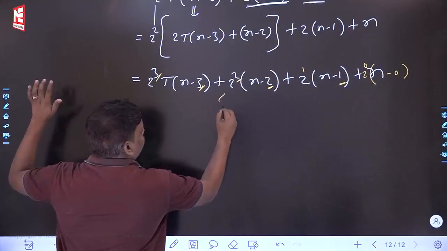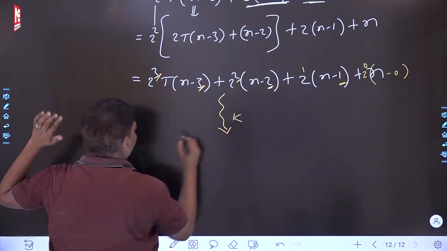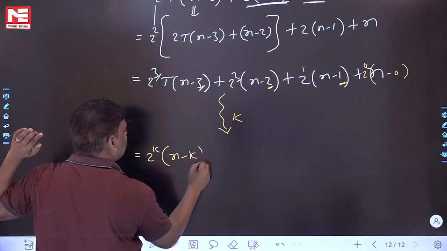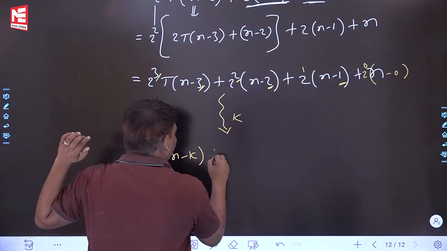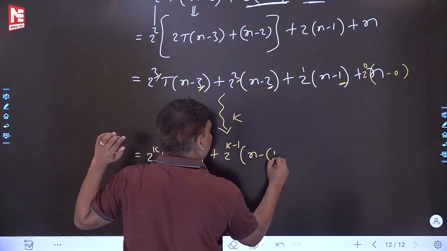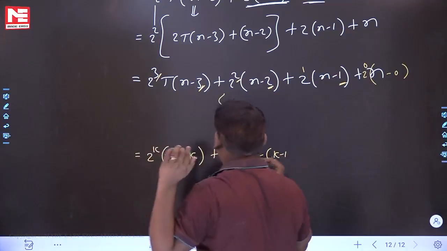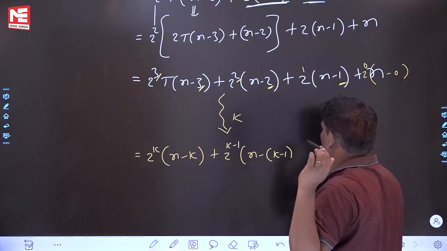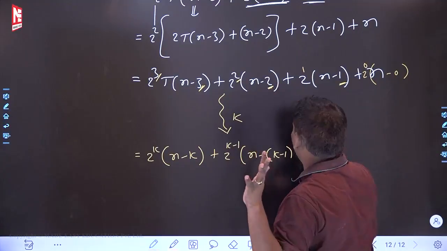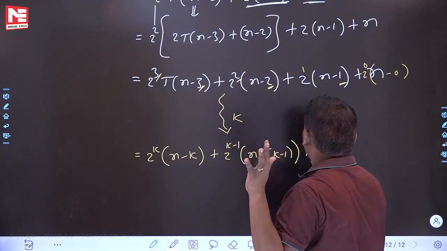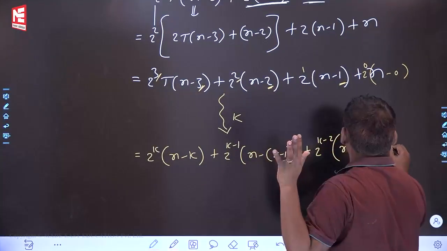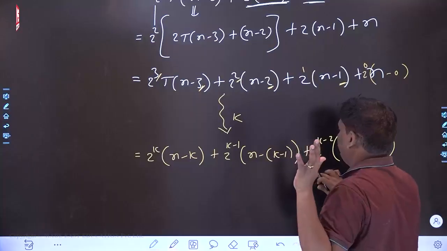Let's go k times. If you go k times, what is the answer? It will become 2 power k T(n-k) plus 2 power (k-1) times (n-(k-1)). It is the k means it is the k minus 1. I hope everyone is fine. See, 2 means 2, k minus 1 means k minus 1. Same way, 2 power (k-2) times (n-(k-2)). Right? It keeps on going.